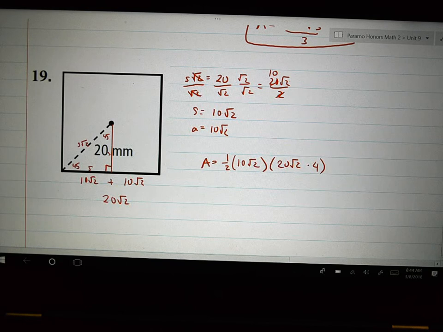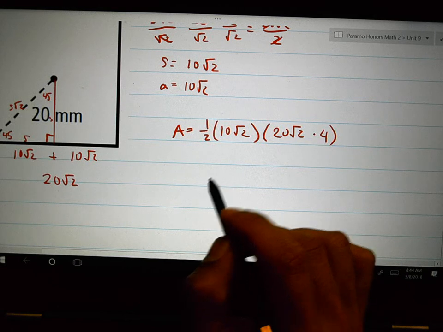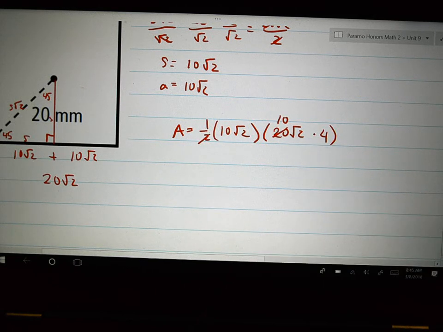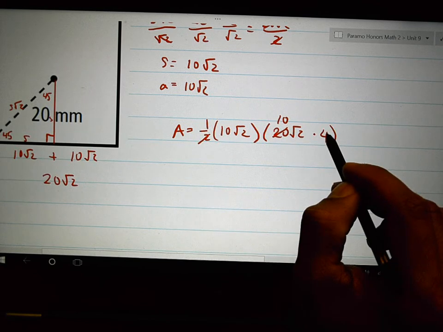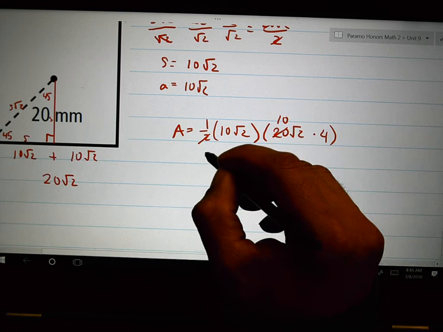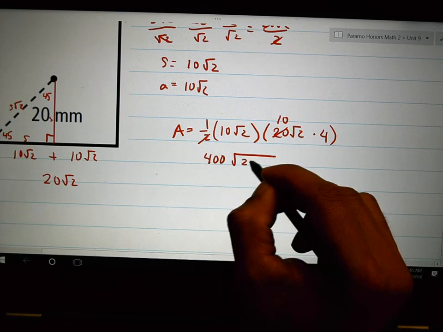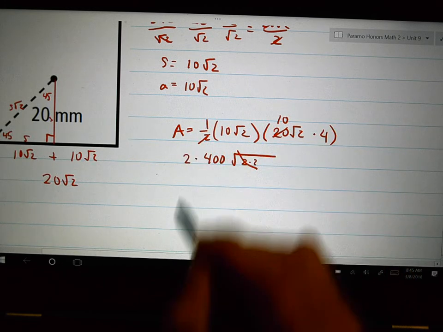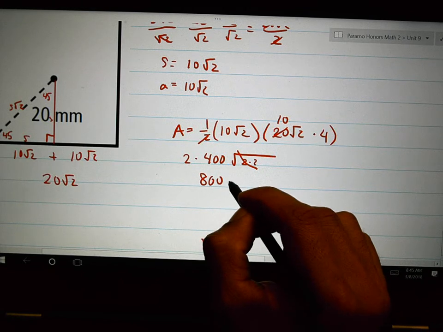Now this is why it's helpful to still know how to do this stuff by hand, because I can do half of 20, which is 10. I can do 10 times 10 times 4. 10 times 10 is 100, times 4 is 400. Root 2 times root 2 is the square root of 4. Guess what that is? 2. What is 2 times 400? It is 800 millimeters squared.